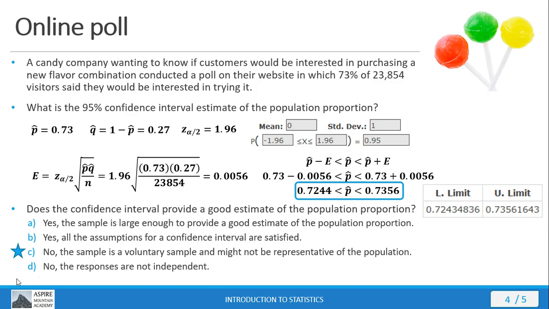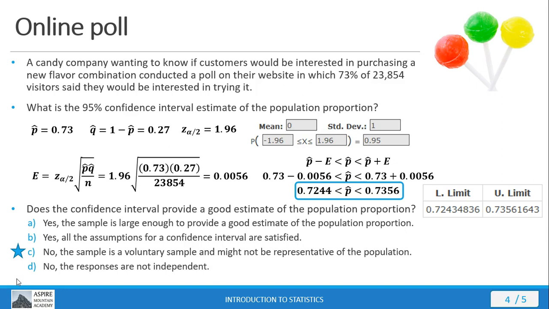Oftentimes when I'm visiting a website and I get asked to participate in a poll, I just click on that little X in the upper right corner or the little box that says no thank you, not interested, because I don't come to a website to participate in a poll. I come to a website to do whatever it is the website has to offer. That's why I'm there. So you can see this is a voluntary sample, and so that makes answer option C the correct answer.